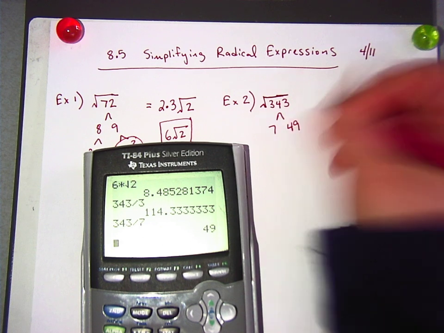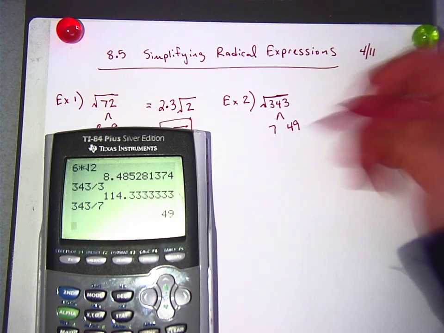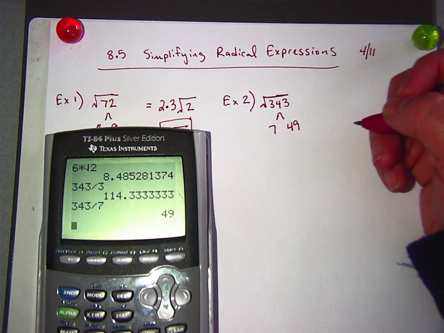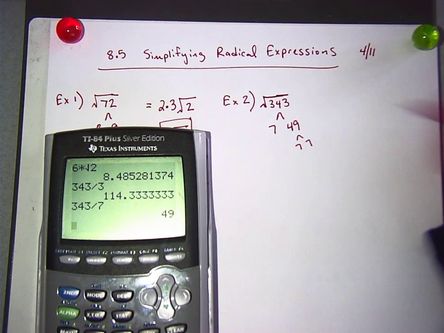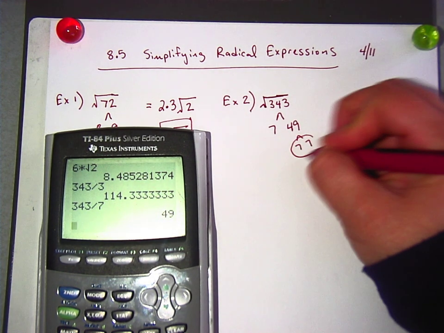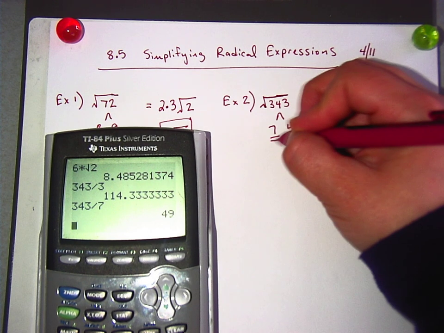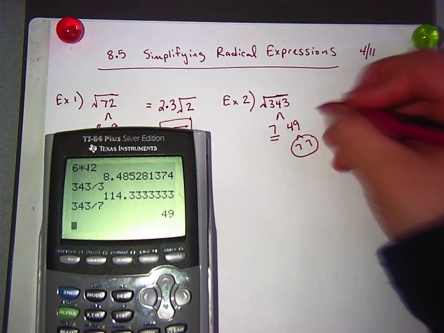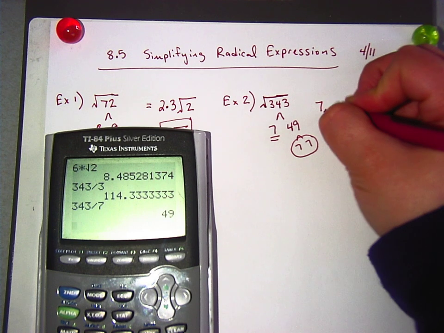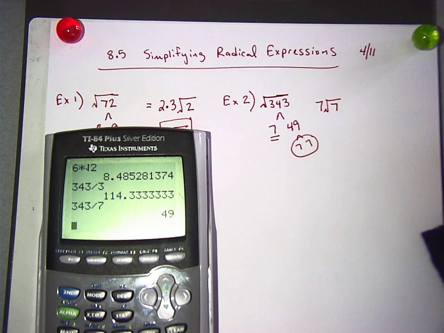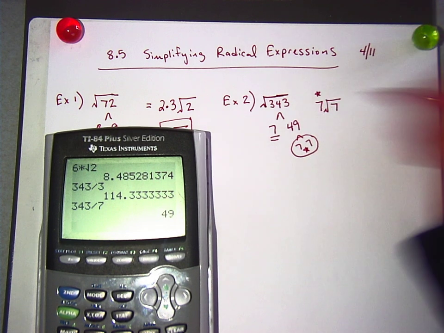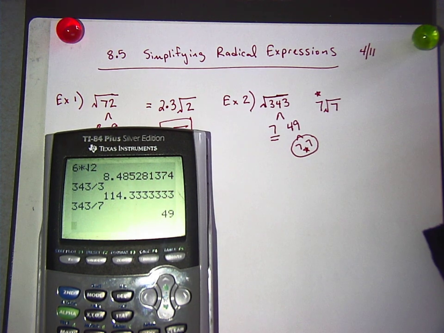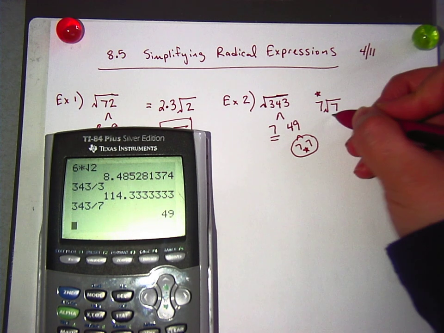7 times 49. Okay, and then what goes into 49? 7 and 7. All right, so how do I write this now? I've got a pair of 7s, and then I've got one 7 left over. So you only take one of the things that you're circling and put it on the outside. Then this one is the leftover one.